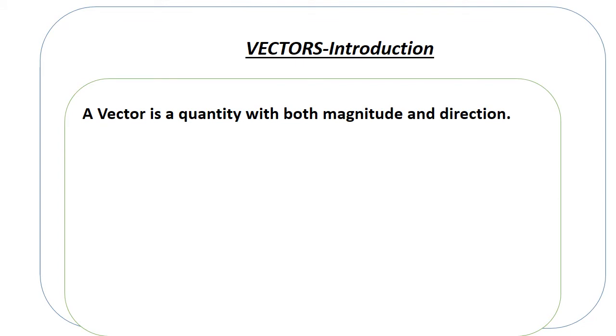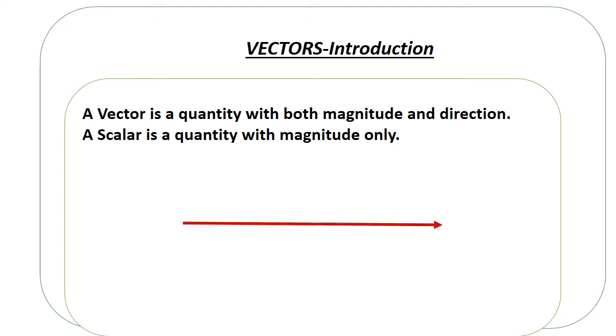So a vector is a quantity with both magnitude and direction. Magnitude simply means size. So any quantity that has size and direction is called a vector. Then the opposite of a vector is a scalar, which is just a quantity that has size only. So whatever we're going to be studying, you should always be thinking about magnitude and direction.